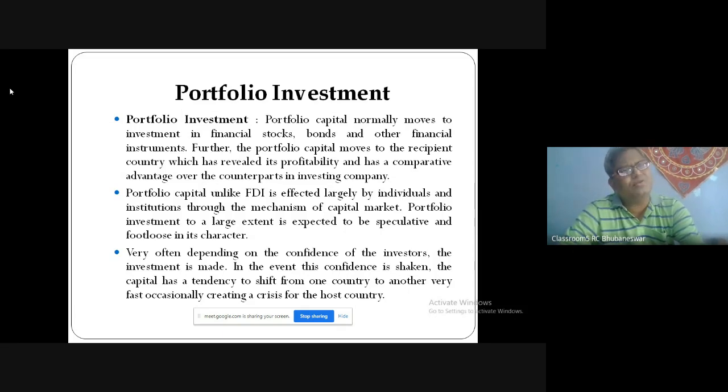Sometimes one statement you always read in the newspaper: all eggs should not be put in a particular basket. It means you cannot invest only in gold, you cannot invest only in shares, you cannot invest only in a national saving certificate. You can diversify your basket of investment, then only your portfolio can be enlarged and the profitability or comparative advantage can be undertaken. Similarly, FDI is also allowed in different sectors in our country.